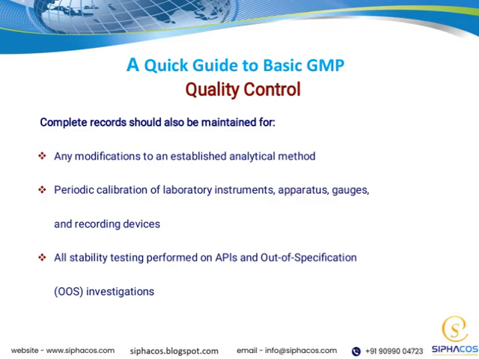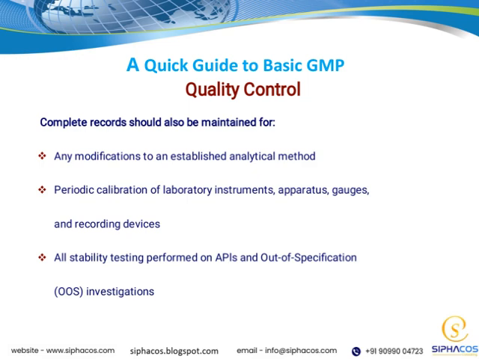Let's take a quick look at a basic guide to good manufacturing practices, or GMP. This is essential for ensuring the quality and safety of our products. First, GMP covers a wide range of practices, from the cleanliness of our facilities to the proper handling of raw materials. It emphasizes the importance of maintaining a controlled environment to prevent contamination.